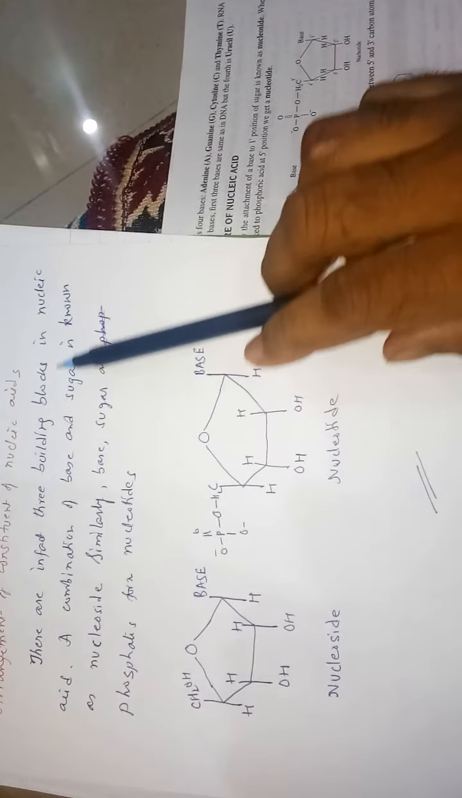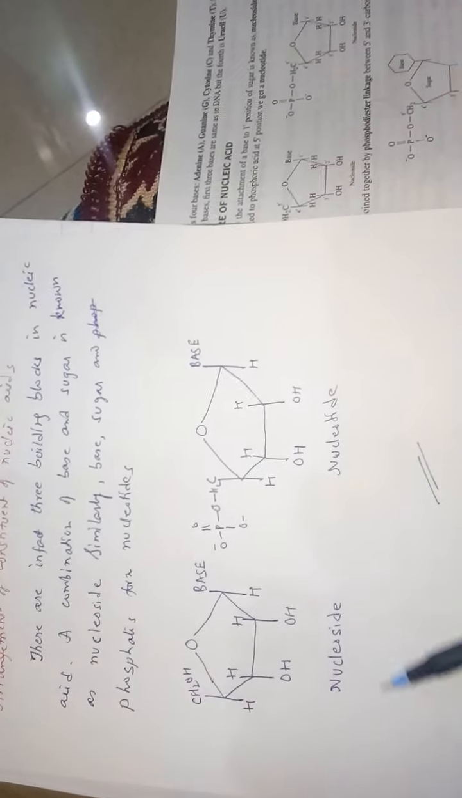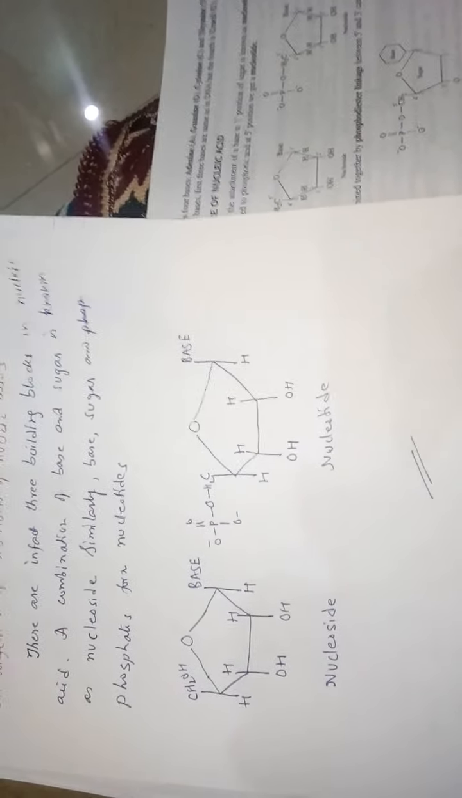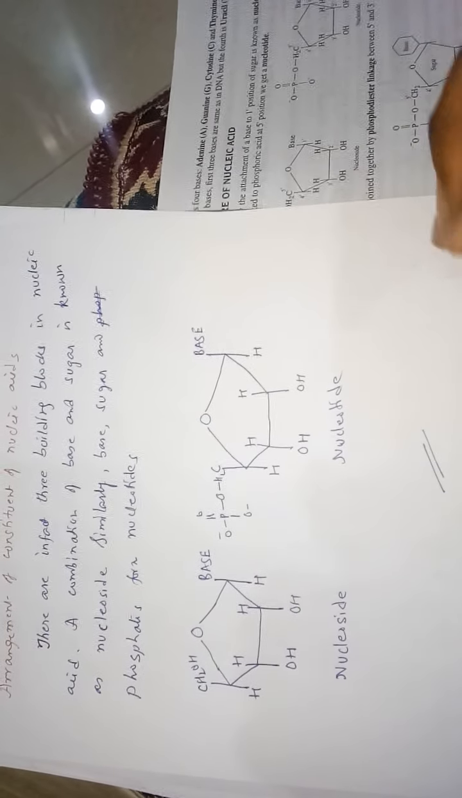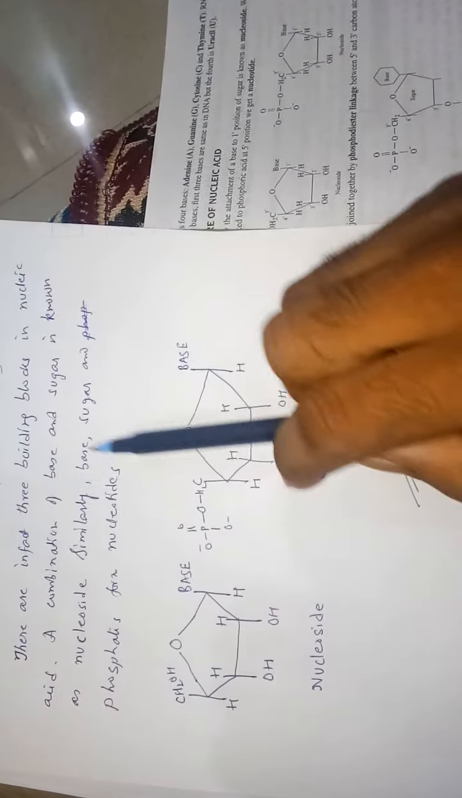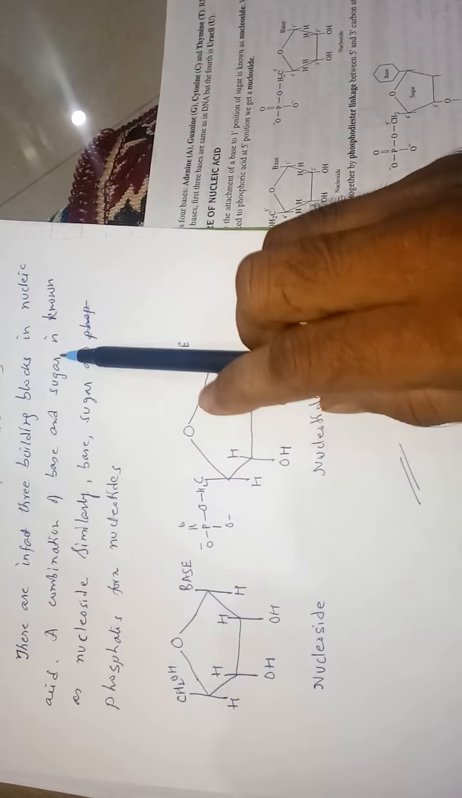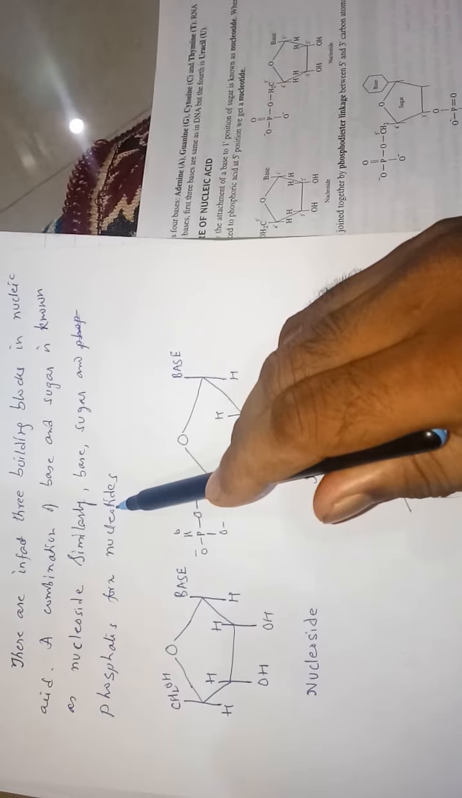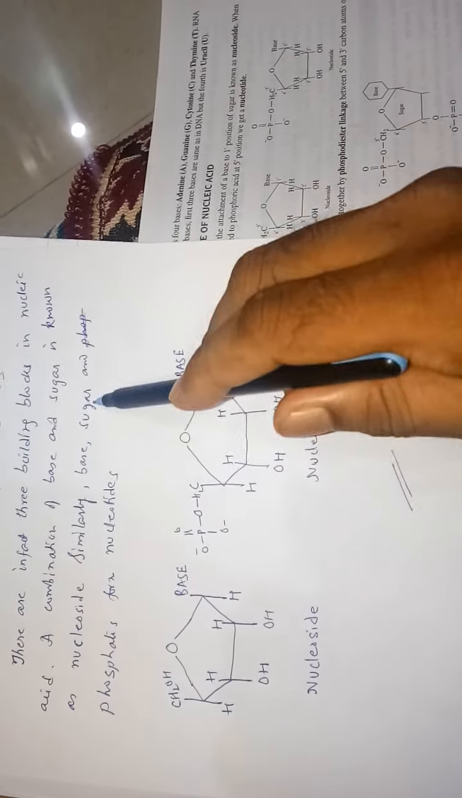Finally we are going to take the arrangement of the constituents of nucleic acid. There are 3 building blocks of nucleic acid: one is base, another is pentose sugar, and another is phosphate. If 2 things are present, base and sugar, then this is called a nucleoside. If base, sugar and phosphate are present, this is called a nucleotide. T for 3, base, sugar and phosphate.